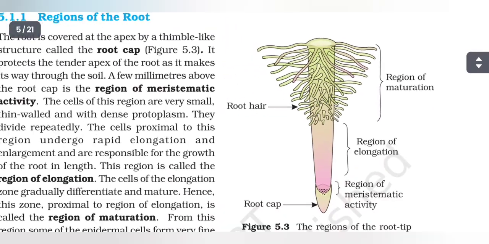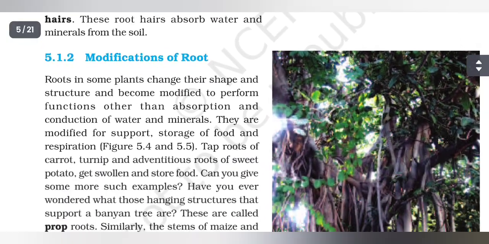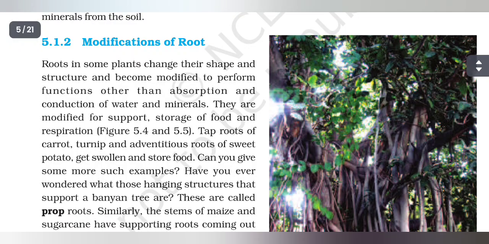Modifications of root. Roots in some plants change their shape and structure and become modified to perform functions other than absorption and conduction of water and minerals. They are modified for support, storage of food, and respiration. Tap roots of carrot, turnip, and adventitious roots of sweet potato get swollen and store food. Can you give some more such examples?